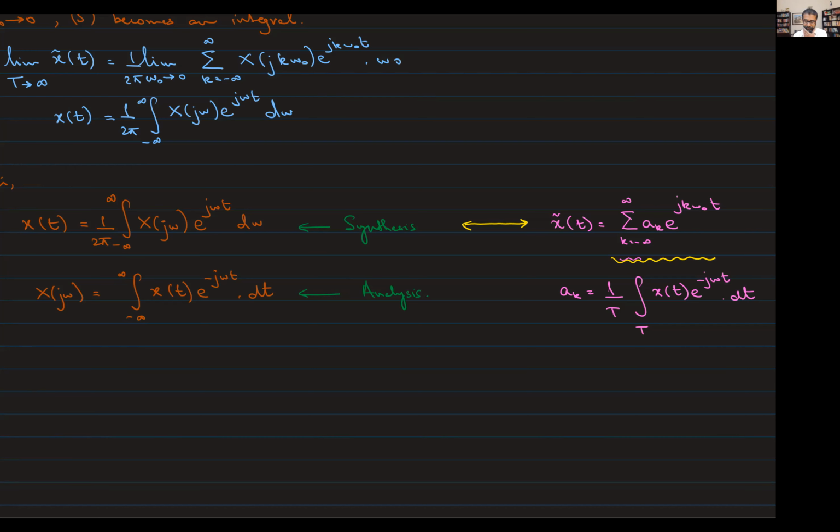And similarly, there's an analogy between these two as well, right? You see that they're very, very similar, except it's been normalized by the capital T, and the integral is from minus infinity to plus infinity. Other than that, they're more or less the same. So what can we say about this x of j omega now? What is x of j omega?